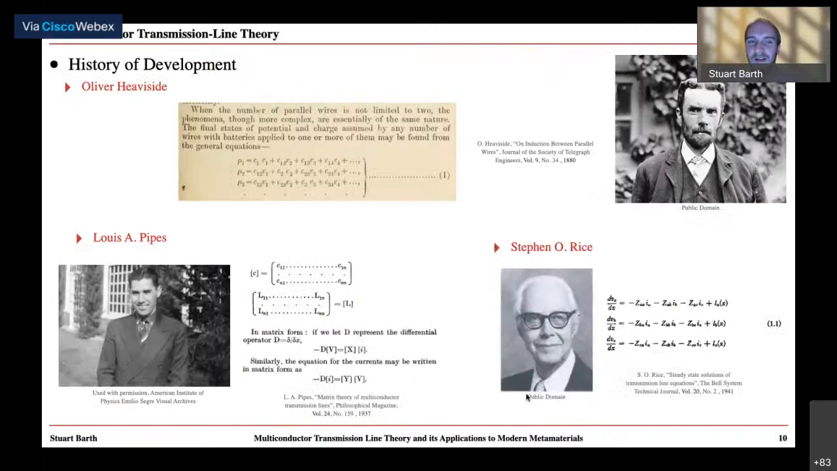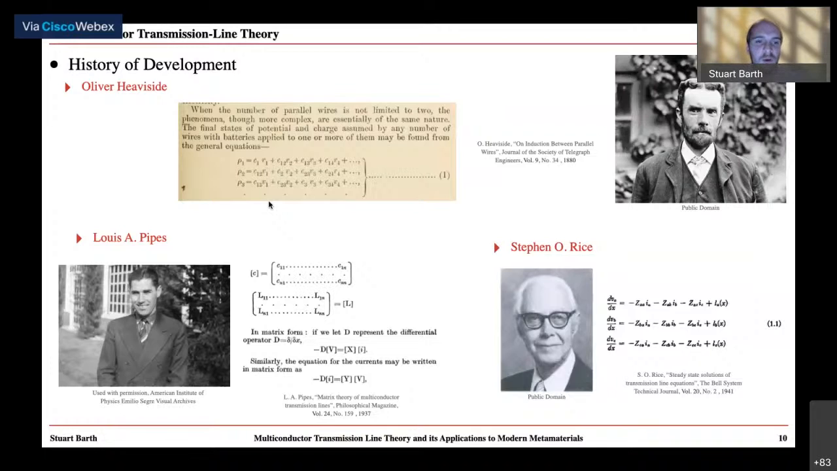Some history of this, it's actually quite interesting. Once again, Oliver Heaviside, in an 1880 work, actually investigated multiconductor transmission line theory. So as you can see in the figure in the top left, he wrote out these sets of linear equations and investigated the various behaviors of the charges and voltages in this system.